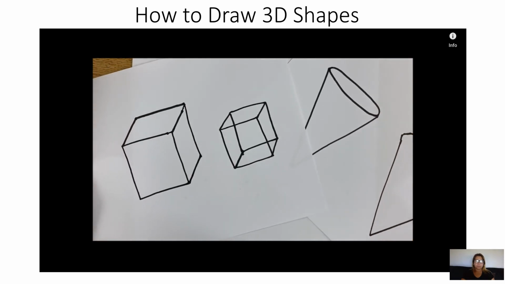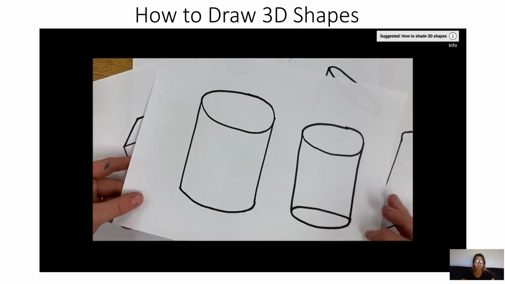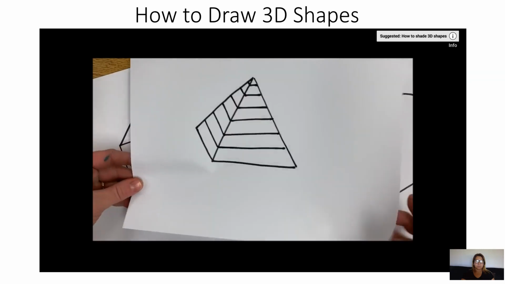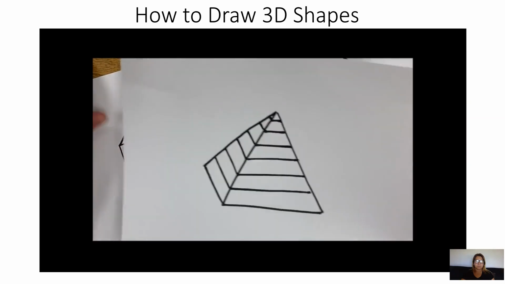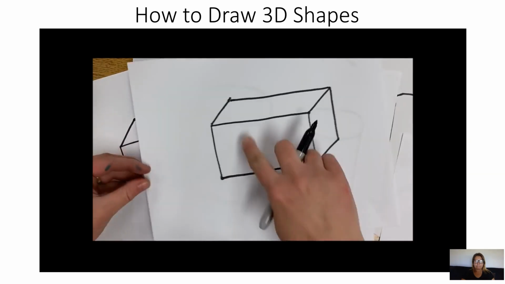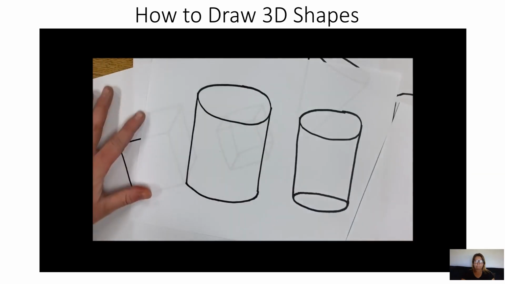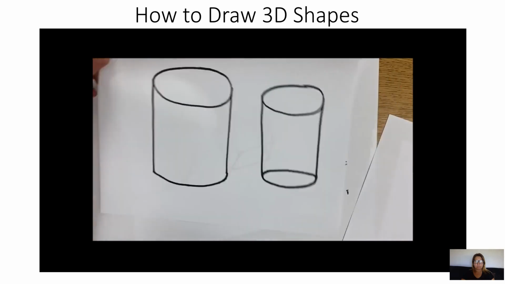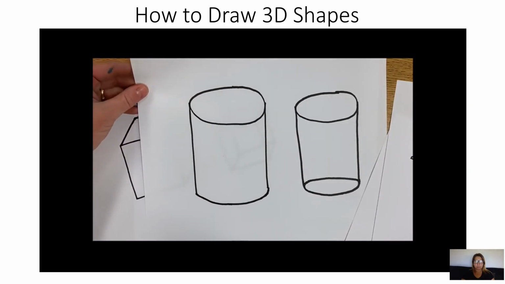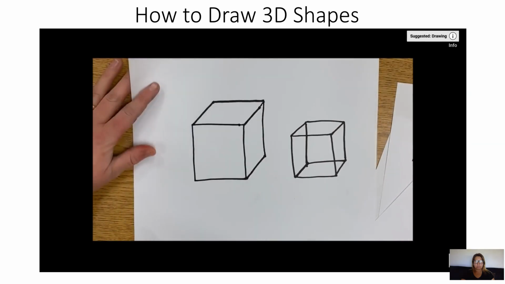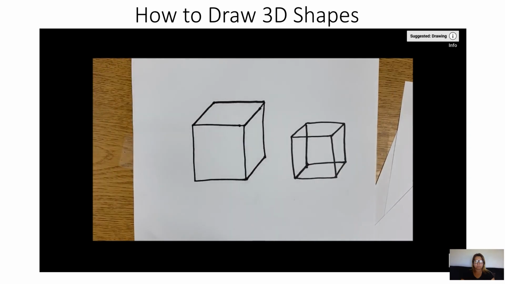Thanks for drawing all these shapes with me. I hope you learned how to do some three-dimensional realistic shapes. And remember, you can turn them into objects, just like the pyramid. You could turn things like a rectangular prism into a tissue box, or the cone into an ice cream cone. You can turn the cylinder into a can or a wedge of cheese. You can turn a square to just about anything. So have fun with it, be creative, and keep making art.